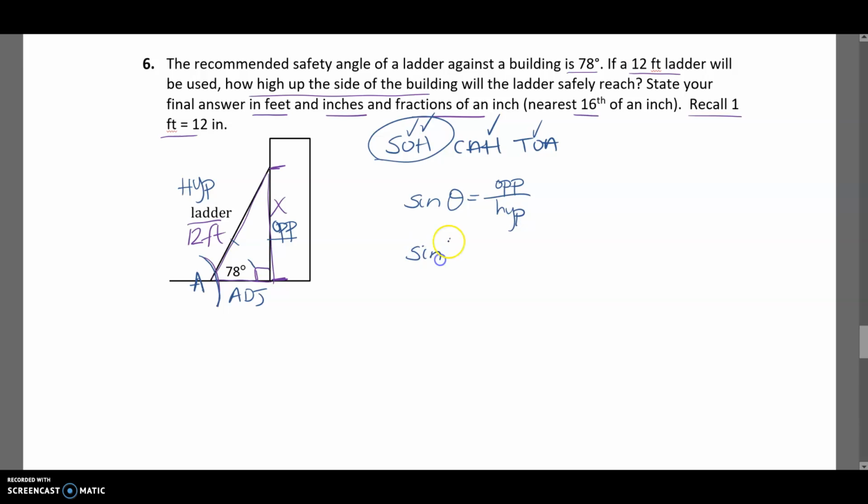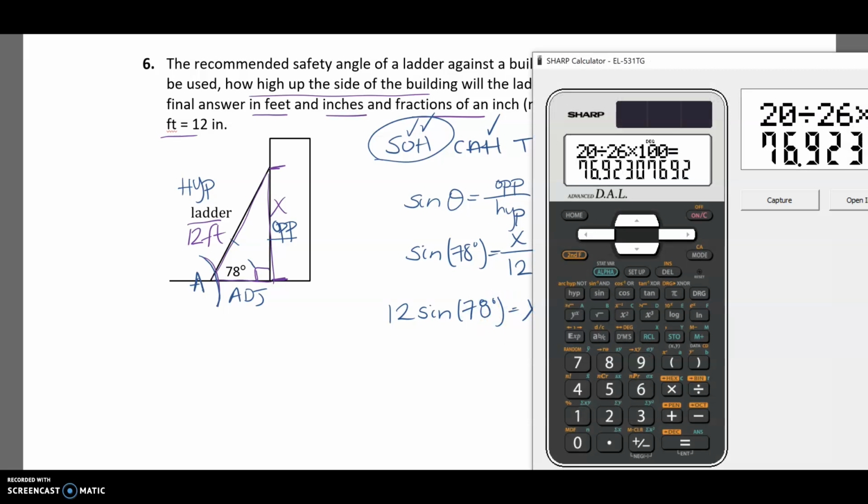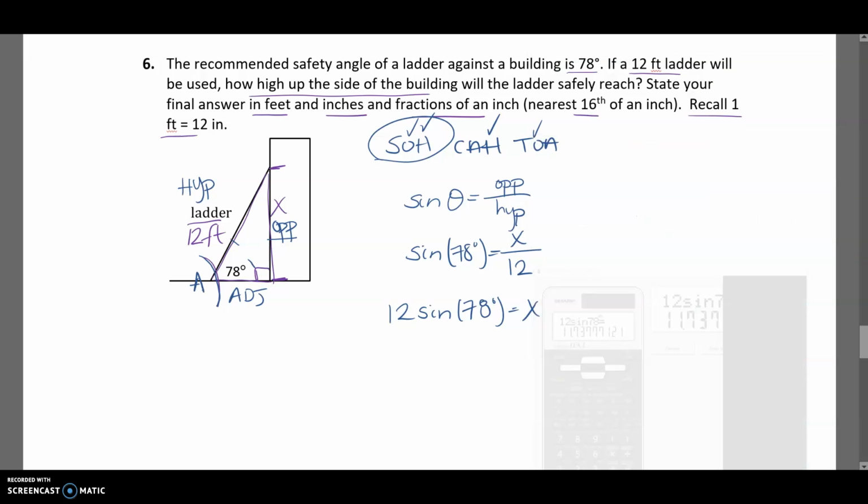Subbing in what I know, the sine of my angle, 78 degrees, equals the opposite side x over my hypotenuse, 12 feet. To get x by itself, right now it's being divided by 12, so I multiply by 12 on the other side. 12 times the sine of 78 degrees is equal to x. I can do that on my calculator, making sure my calculator is in degrees, which I can see it is. I can do 12 times sine of 78 equals 11.7377, and so on. Keep all that on your calculator.